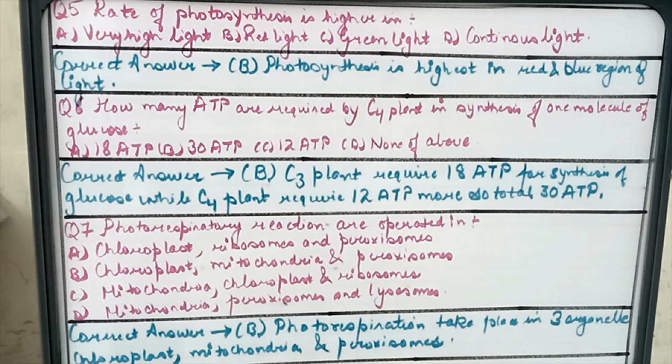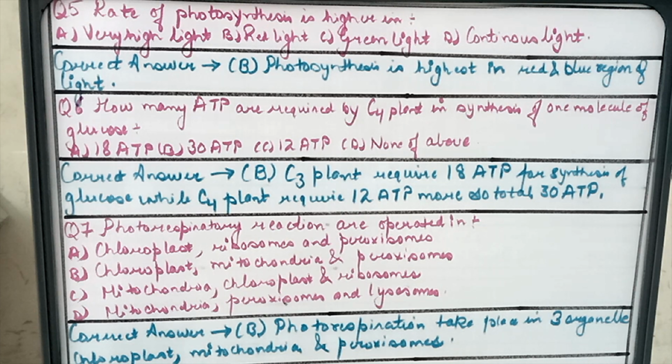Rate of photosynthesis is higher in very high light, red light, green light, continuous light. The answer would be red light. This question is directly from NCERT. You should remember that photosynthesis is highest in red and blue region of light. Now let us look at question 6.